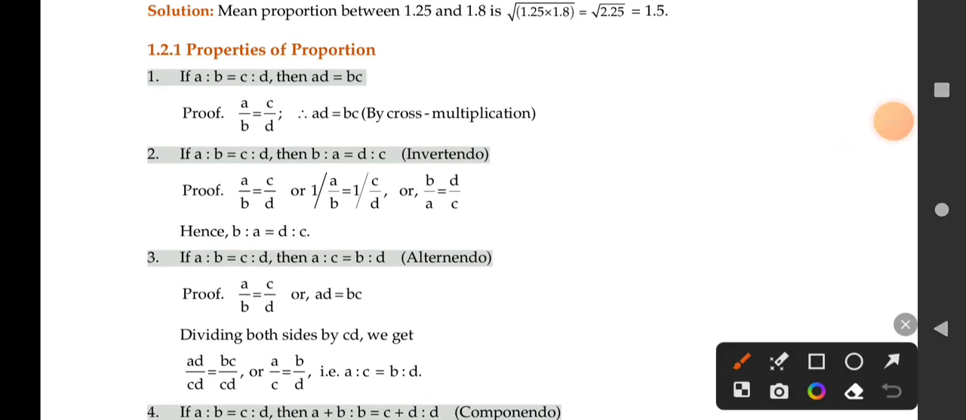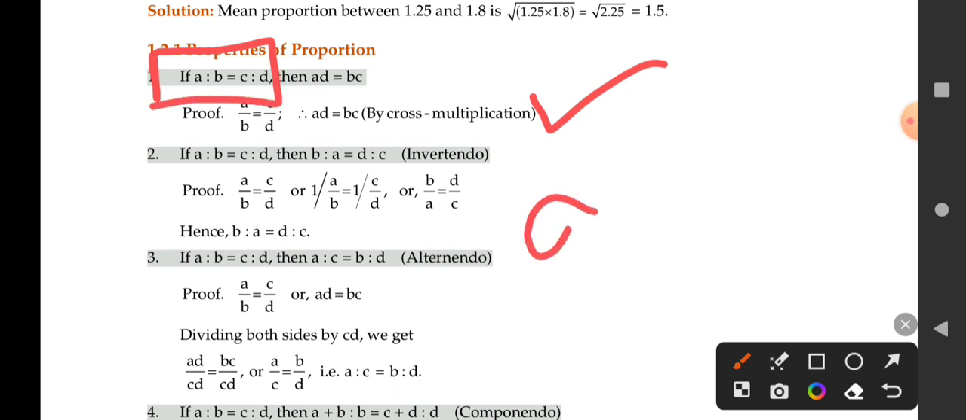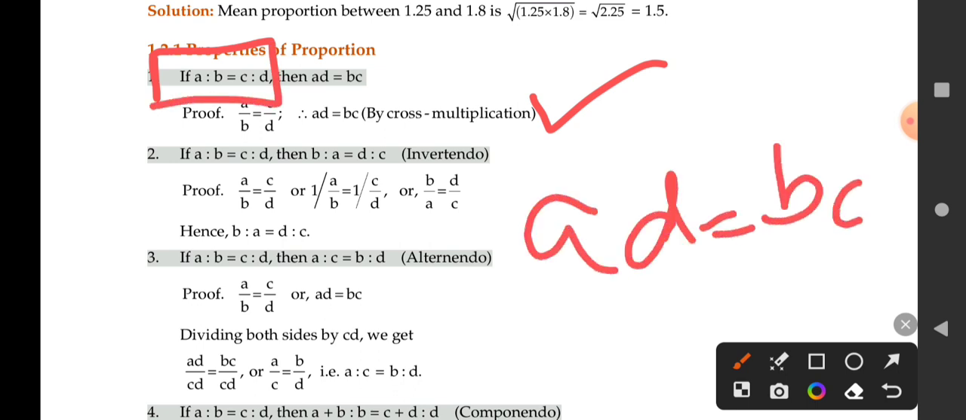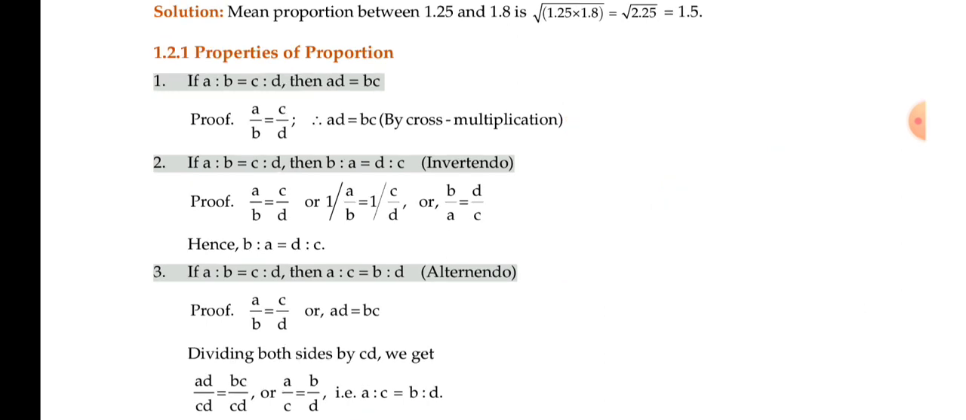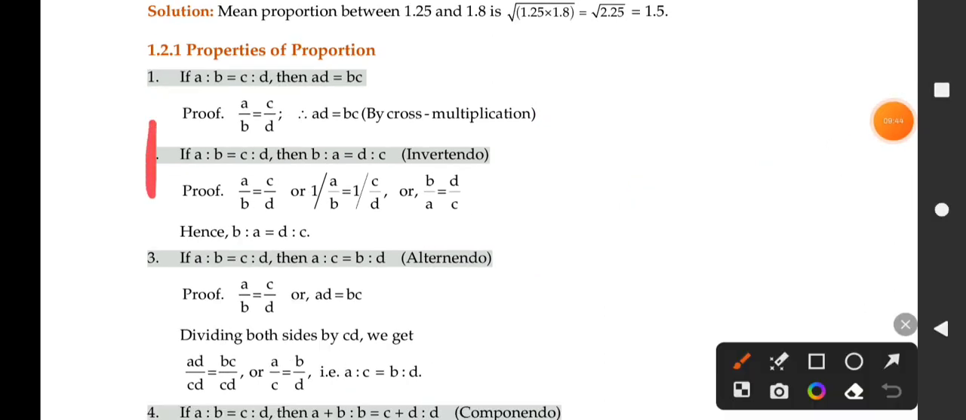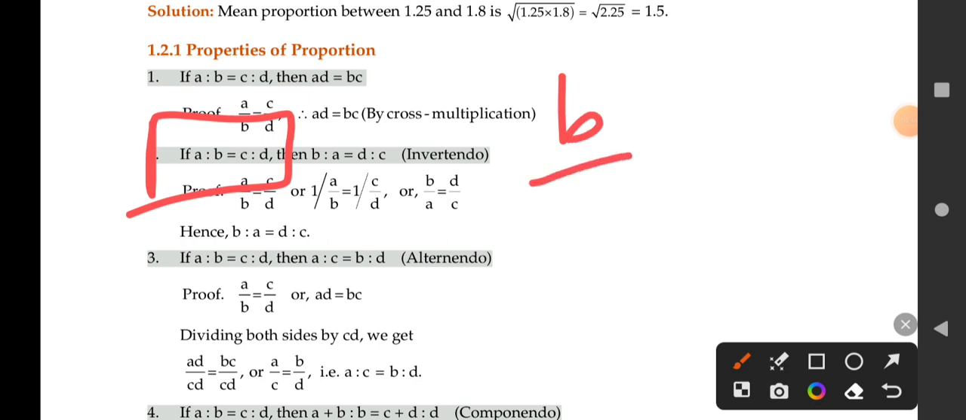Properties of proportion are important. You will have to remember the names of the properties as well and what they mean. Okay, so what is cross multiplication or cross product rule? When this proportion is already given, then AD is equals to BC, that is product of extremes is equals to product of means. What is invertendo then? Same thing is already given, A is to B and C is to D, then you have to just inverse: B by A is equals to D by C.